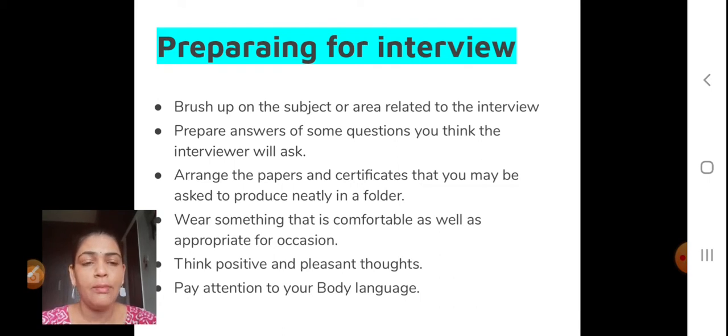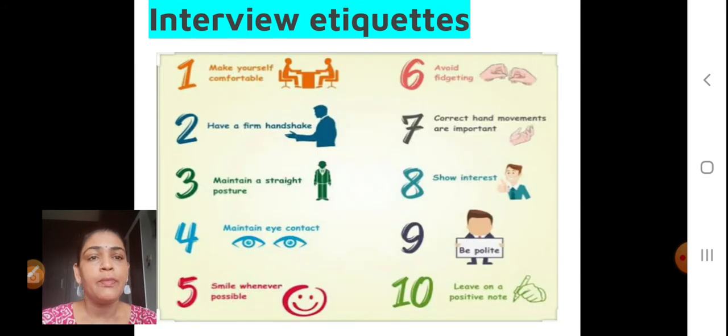So just calm yourself before appearing for the interview and have positive thoughts. After that, next is that we have to pay attention to our body language. Now, during this entire time, the body language plays a very important role. Therefore, we must pay a lot of attention to our body language. Now, let's see some of the interview etiquettes that we must follow.